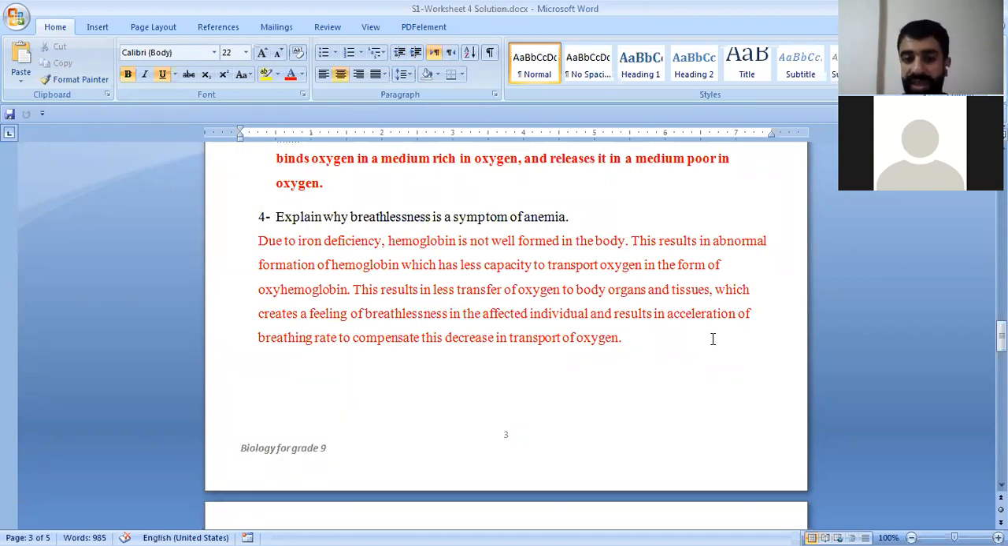So in anemia due to deficiency of iron, hemoglobin is not well formed, so less oxygen is transported due to the lower capacity. This creates a feeling of breathlessness. That's why the person has an accelerated rate of breathing, in order to compensate for the decrease of oxygen transport.